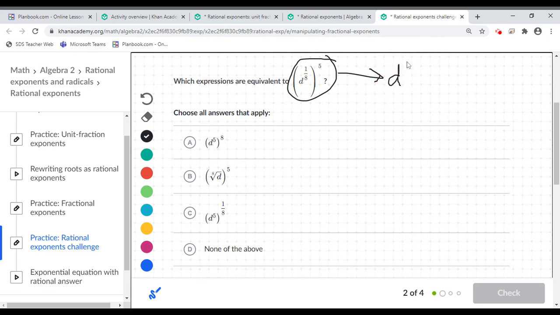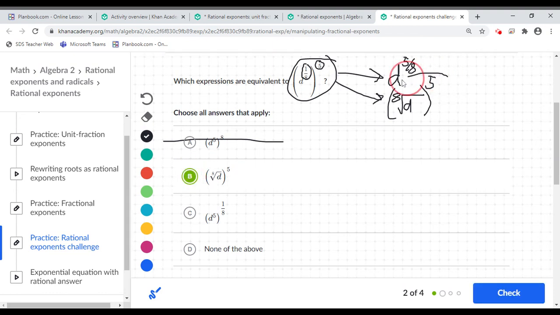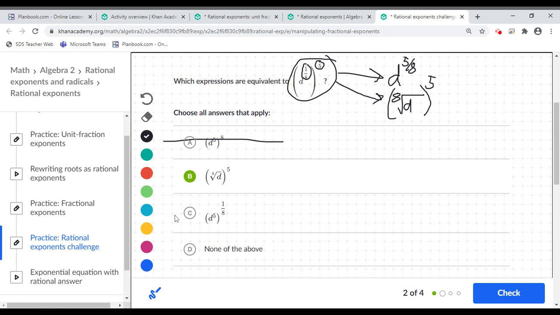That would be the same thing as d to the 5/8. It would also be the same thing as the 8th root of d, and then to the 5th on the outside. That's what that would mean. If we change the order of the exponents, then it's still the same thing. We could still multiply them and end up with 5/8. All right, so A is not right. If we multiplied 8 times 5, we would get 40, not 5/8. Letter B is correct. We just had that right here. Letter C, if we change the order of these two, we still get the same exponent. So C is correct also.